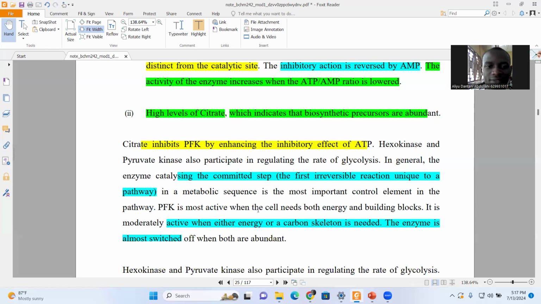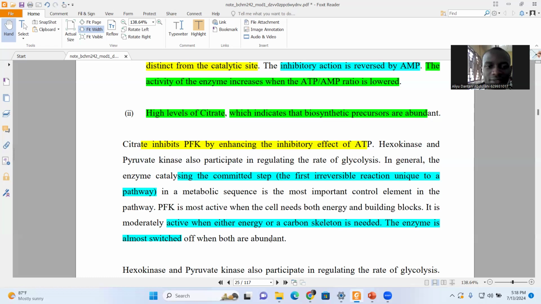PFK is most active when the cell needs both energy and building blocks. It is moderately active when either energy or carbon skeleton is needed, while the enzyme is almost switched off when both are abundant. Of course, this statement makes sense. There's a need for energy. Of course, PFK will be active because the glycolytic pathway breaks down glucose to produce ATP and reduced coenzymes NADH, FADH2, which go into the electron transport chain to give you energy. So when there's an energy deficit, PFK should be most active.